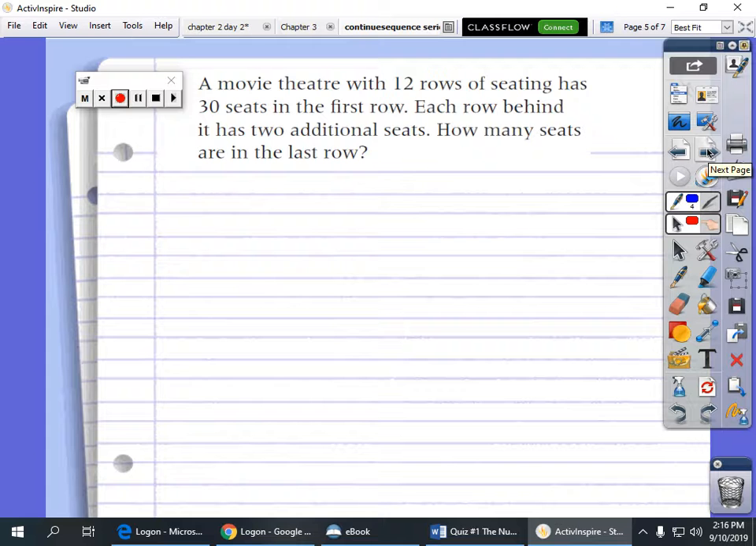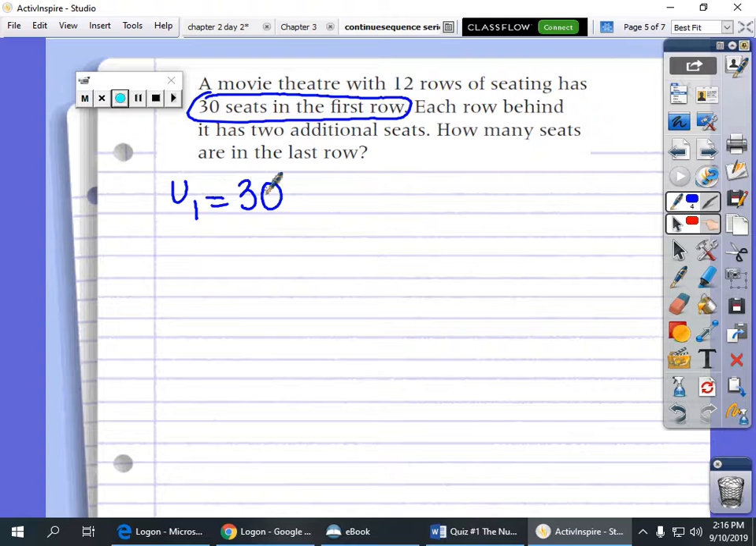All right. A movie theater with 12 rows of seating has 30 seats in the first row. Okay, so let's time out. How do I write this in symbol form, so that I can use my formula? U1. U sub 1 equals 30. Is everyone following? Does that make sense?